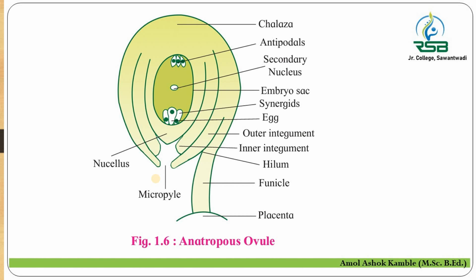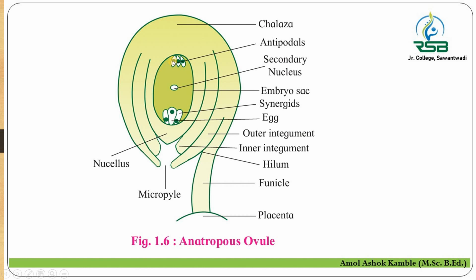Then come towards the major portion in the body, that is the embryo sac or the female gametophyte, which is present at the center of this anatropous ovule. The type of embryo sac or female gametophyte is 7-celled and 8-nucleated, which is called the polygonum type of embryo sac. What is the 7-celled structure?